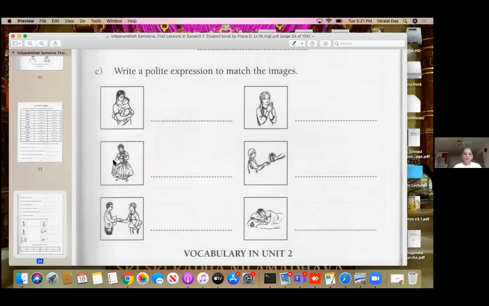Astu. And this girl is dancing. What will you say? Uttamam. Okay. Here, he's saying goodbye to his friend. Subharatri.